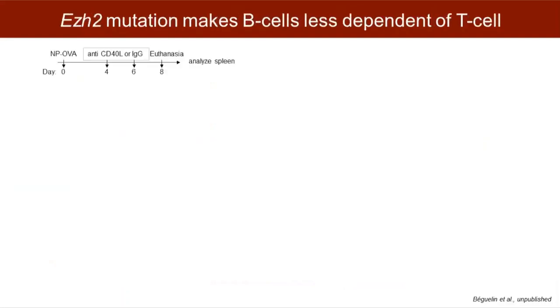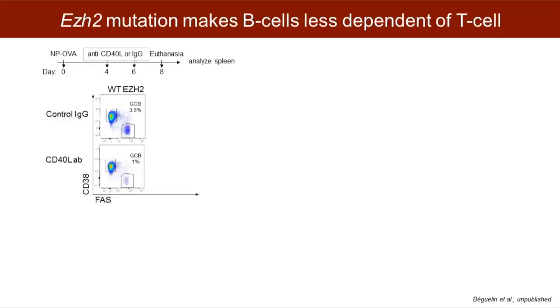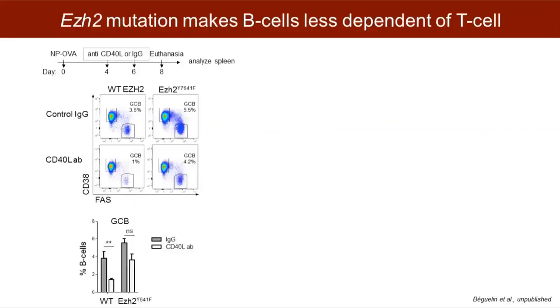So we decided to block the interaction between germinal center B cells and the T follicular helper cells in vivo using an anti-CD40 ligand antibody. Treatment of control mice with anti-CD40 ligand antibody inhibited the germinal center reaction, but it didn't significantly affect mutant EZH2 germinal centers.